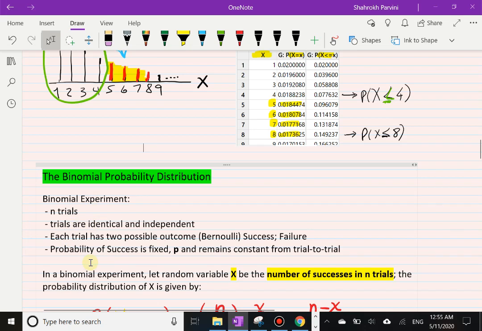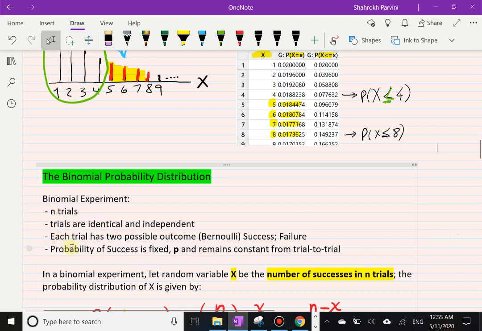In a binomial experiment, there are n trials. These trials are identical and independent, just like it was with the case of geometric. Each trial has two possible outcomes. Again, remember the Bernoulli success failure, we had that in geometric. And the probability of success is fixed, whatever that probability is, p, and remains fixed or constant as we go from trial to trial. So if any experiment qualifies for all 4 of these, then we call that a binomial experiment.